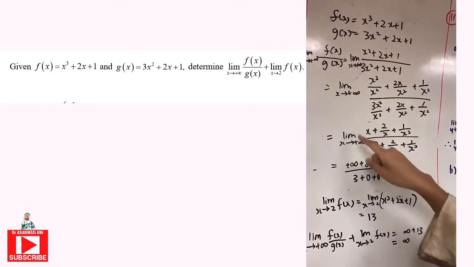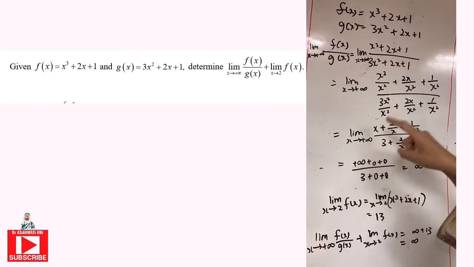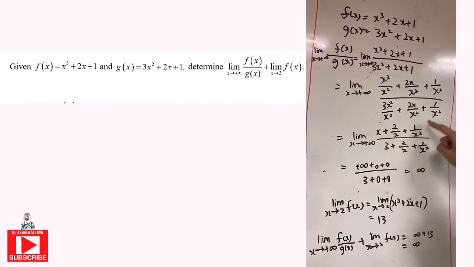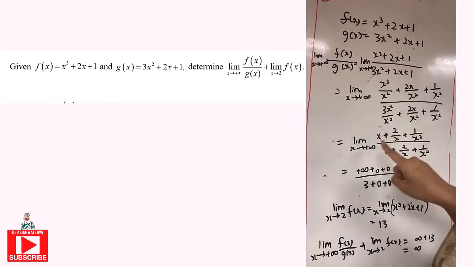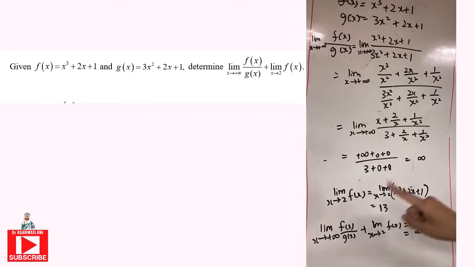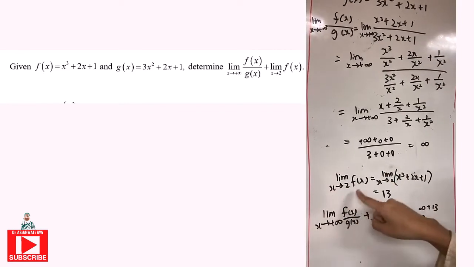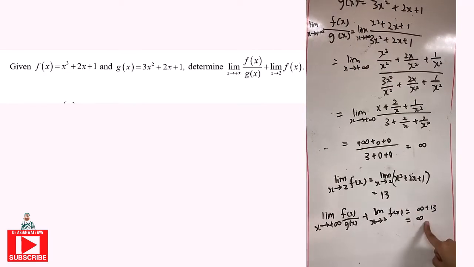So we will get limit x approaching positive infinity of (x plus 2 over x plus 1 over x squared) over (3 plus 2 over x plus 1 over x squared). So we can sub positive infinity. So we'll get infinity. Then limit x approaching 2 f(x) will equal 13. So infinity plus 13 will also equal infinity.